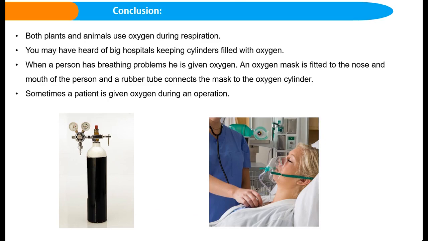Both the plants and animals use oxygen during respiration. You may have heard of big hospitals keeping cylinders filled with oxygen. We have seen in this COVID time also the oxygen cylinders being used for the needy people. When a person has a breathing problem, he is given oxygen. An oxygen mask is fitted to the nose and mouth of the person, and a rubber tube connects the mask to the oxygen cylinder. And sometimes a patient is given oxygen during the operation time.